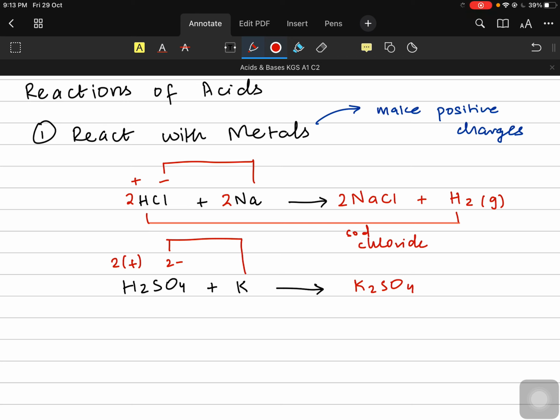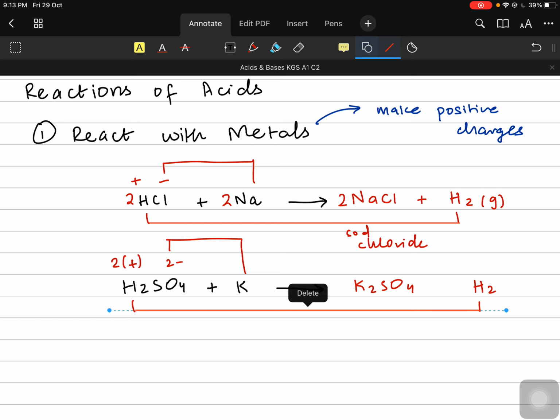And what happens to the H? We write the H as a separate product, which is H2. So ultimately the hydrogen is separated and what we get is H2.